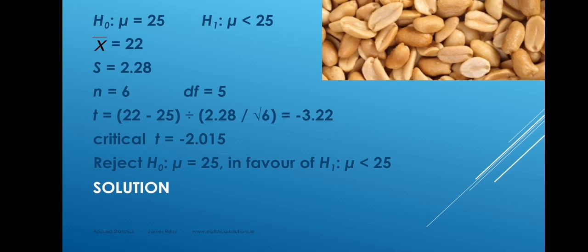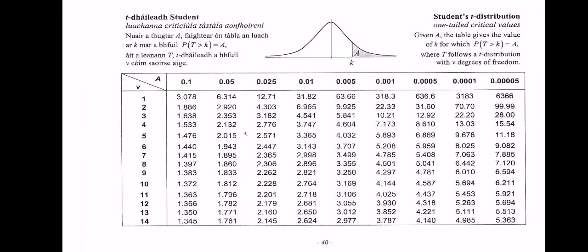We reject the null hypothesis. So again, in this case, we can say the mean is not 25. We reject that in favour of the alternative. The mean is less than 25. It just remains now for me to show you where we got that value in the t-tables. Notice again, the degrees of freedom is 5, and we want 5% in a single tail.